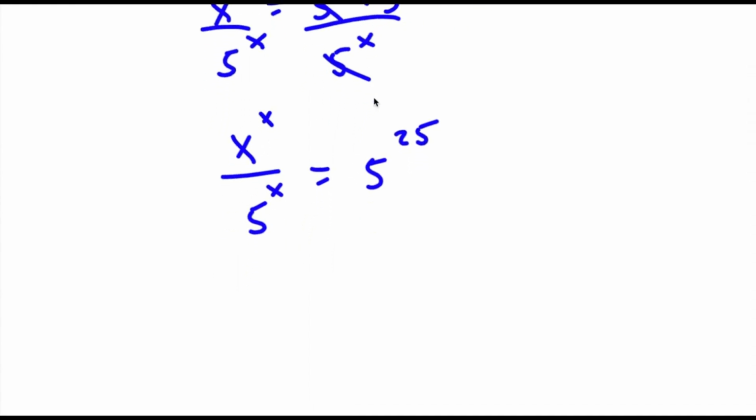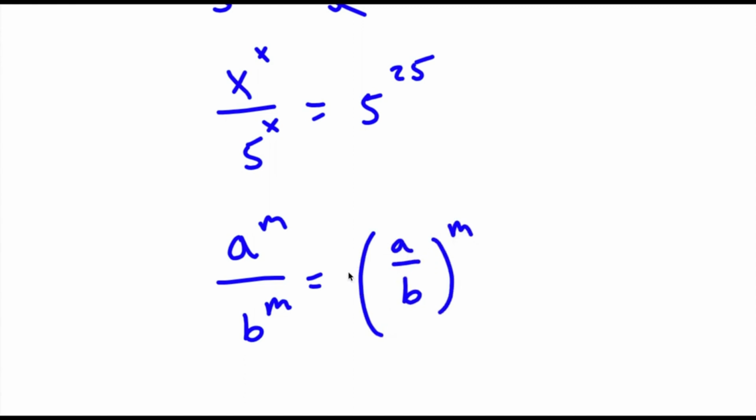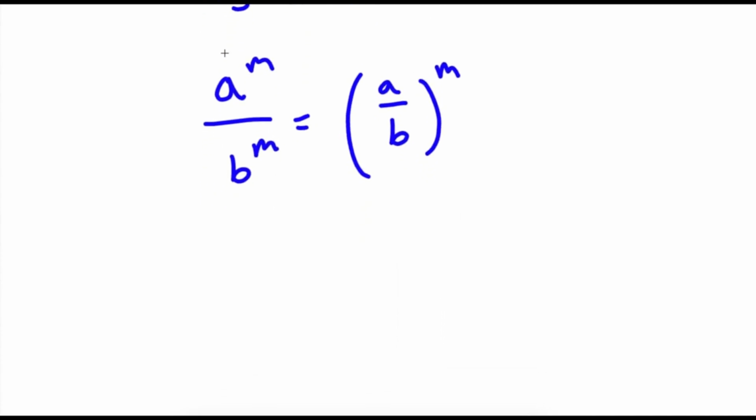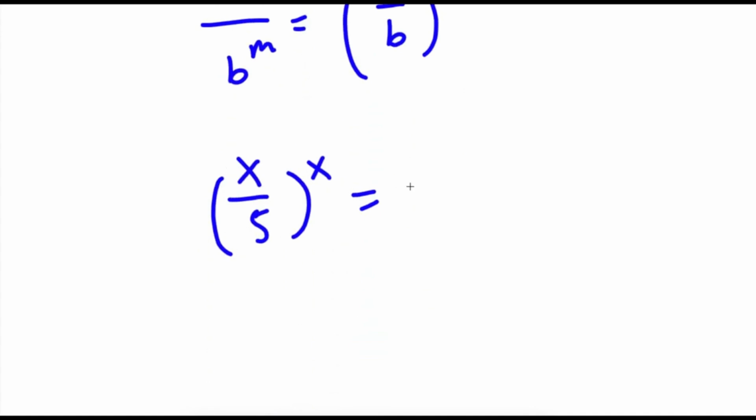Now, if I have something in the form a to the power of m over b to the power of m, this is equal to a over b to the power of m. So in this case, x to the power of x over 5 to the power of x is going to equal x over 5 to the power of x, which is equal to 5 to the power of 25.